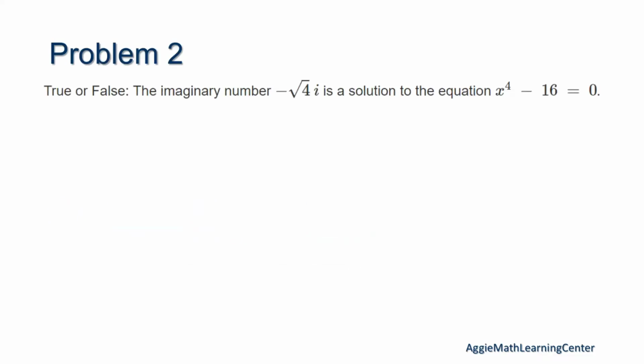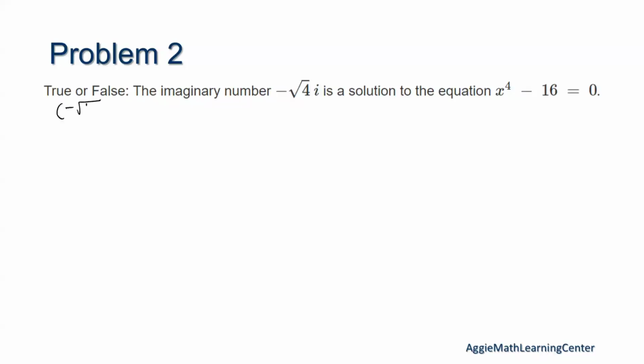Okay. True or false? The imaginary number negative square root of 4i is a solution to the equation x to the fourth minus 16 equal to 0. Okay, there's two different ways to approach this equation. One of the ways is to just straight up plug negative square root of 4i into the equation and see if it gives you 0 when you subtract 16 from it. Okay, so I'm going to do that way first.